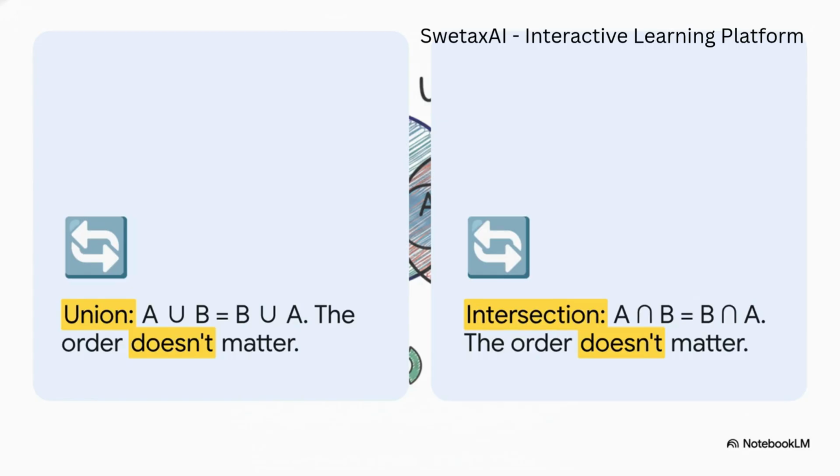Let's start with one you probably already know, the commutative property. All this means is that order doesn't matter. A union B is the exact same thing as B union A. Same for intersection. I mean, think about it. It doesn't matter if you combine playlist A with B or B with A, you're going to end up with the same master list, right? It's these reliable rules that make set theory so useful.